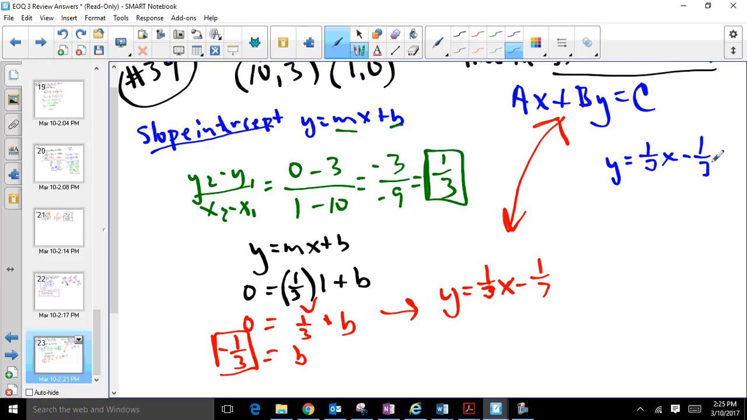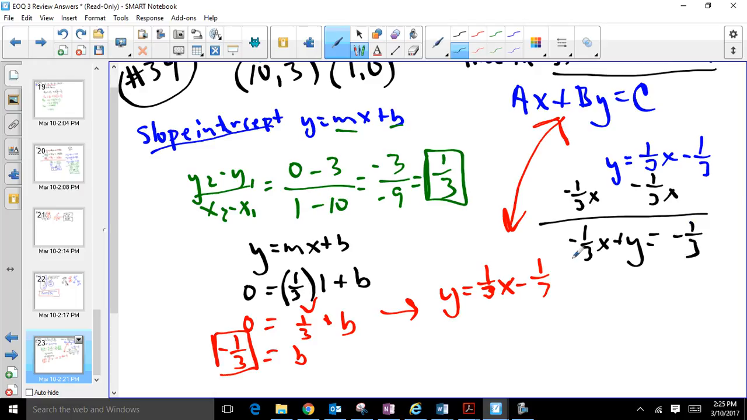I need to get my x value over here, so I'm going to subtract 1/3 x on both sides. Once I do that, I get negative 1/3 x plus y equals negative 1/3. Now, standard form, if you recall, will not allow you to have a fraction here, and the A term is not supposed to be negative. So now I have to figure out how to fix that.